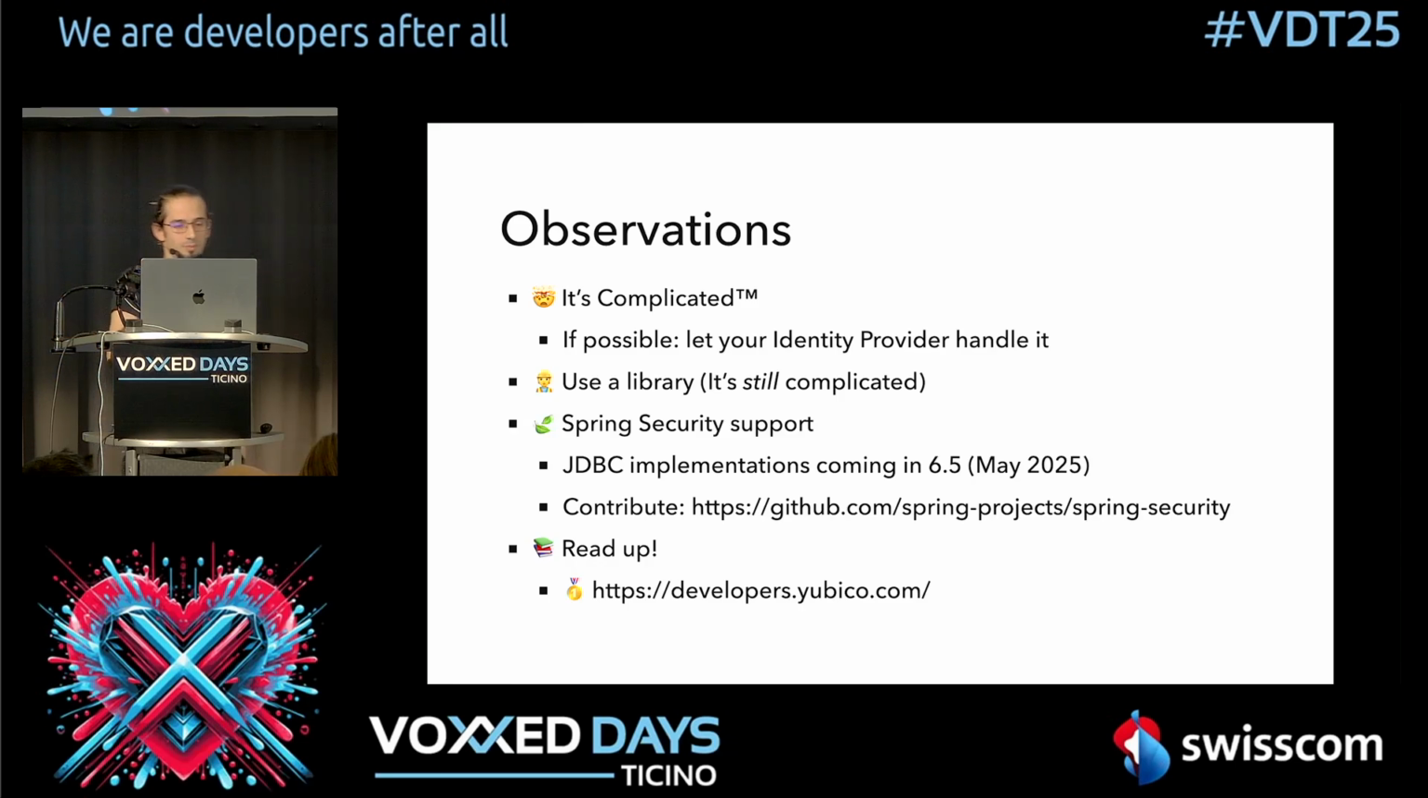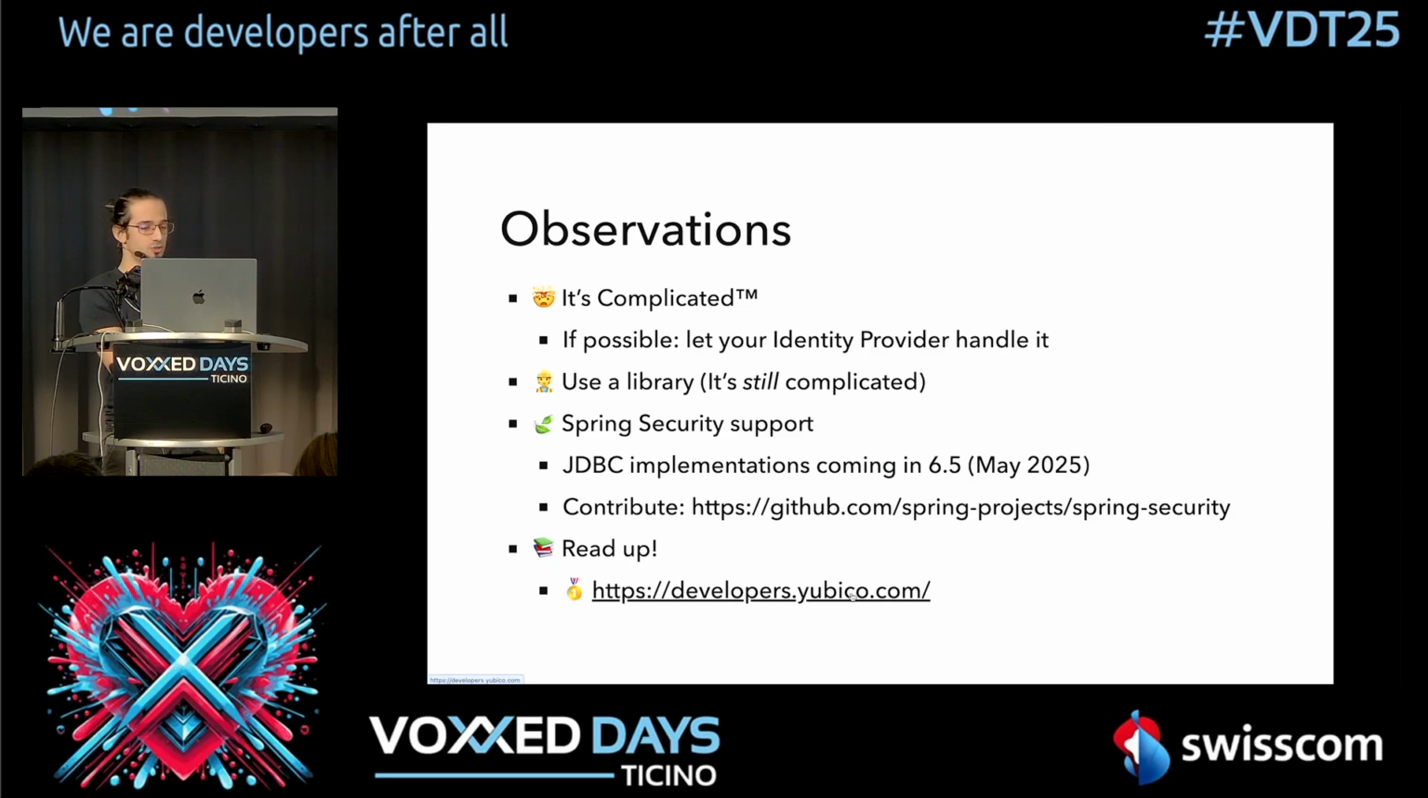If you really want to implement it, use a library. See, it's still complicated. Spring Security has support. In the next version, we'll have even better support. Please, please, please contribute. You can go to github.com/springprojects/Spring Security, go to the issue tracker, and find the WebAuthN related features, and you can go and upvote them so we know what you care about, what you want to use.